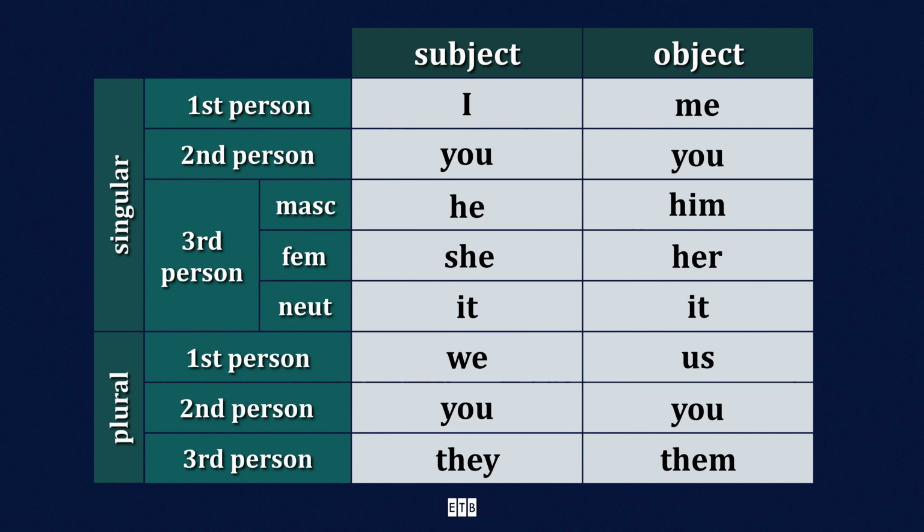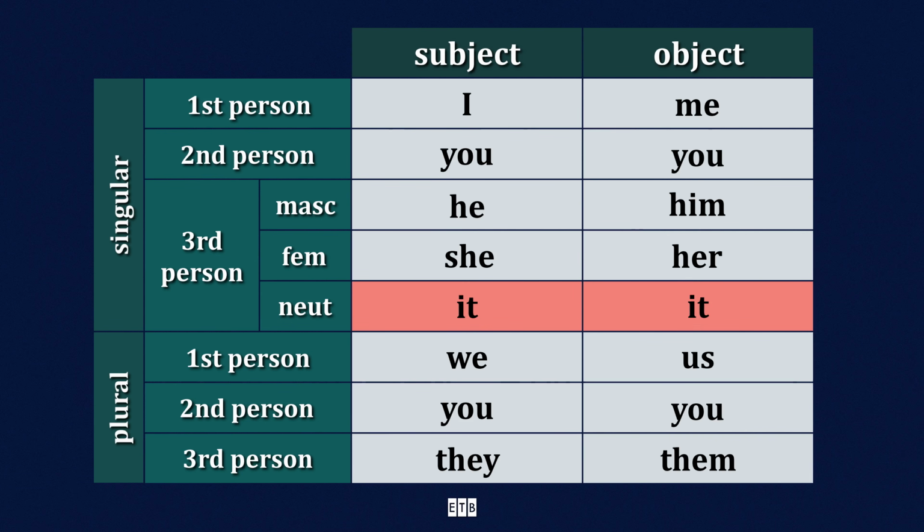Here's a quick comparison. For example, we say, I love my dog; my dog loves me. They invited us. Notice how the form changes depending on where it is in the sentence.